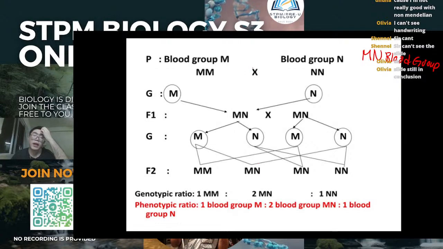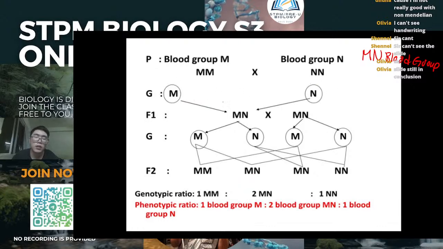When you compare to the MM blood group, the MM blood group does not contain a recessive allele. It has two alleles, but both are dominant. That is why we call it codominance, because they are equally dominant, and the phenotype appears equally. So MN blood group does not have only M or only N. It has both.